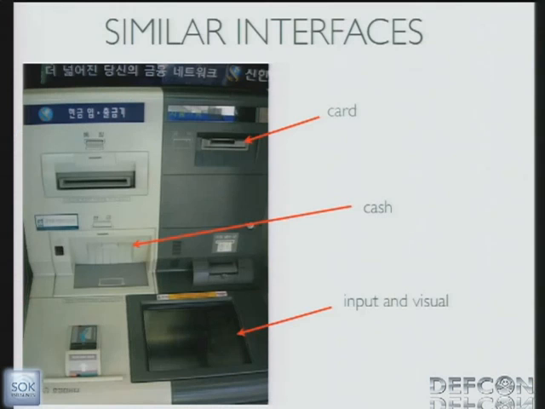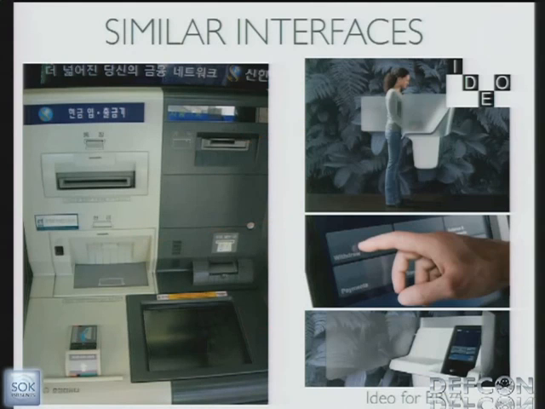Everyone's basically the same. There's a place to input a token, a place to receive cash, and an interface to input control information, including that secret information. And even when a company like IDEO, which I think is the world's biggest design firm, tries to reinvent the ATM, it ends up looking slick. To me, it kind of looks like a urinal, but it still has essentially the same interface elements, right? It's still got that screen and that PIN code pad.